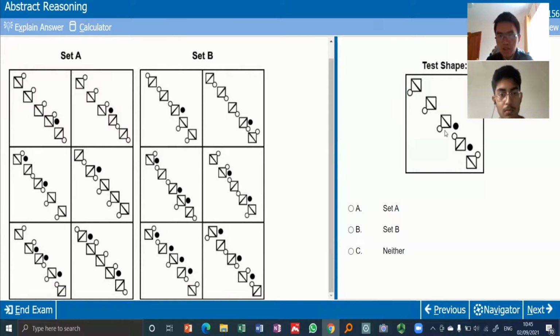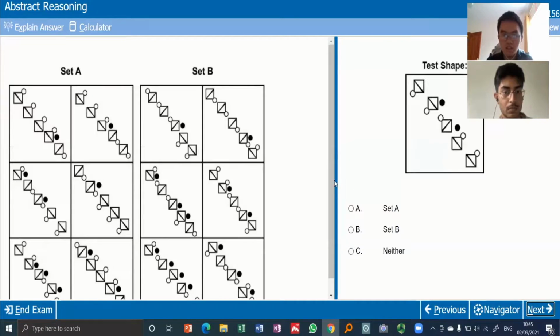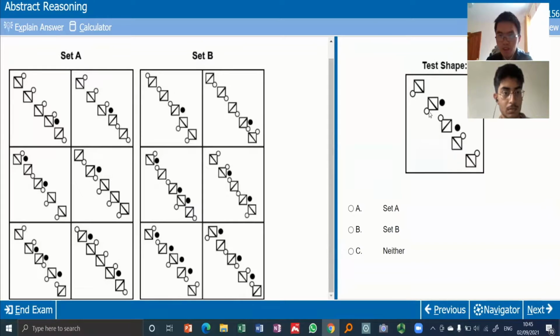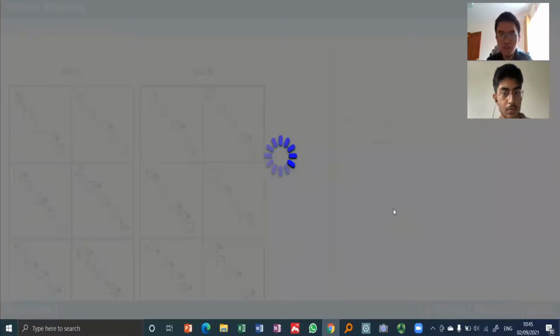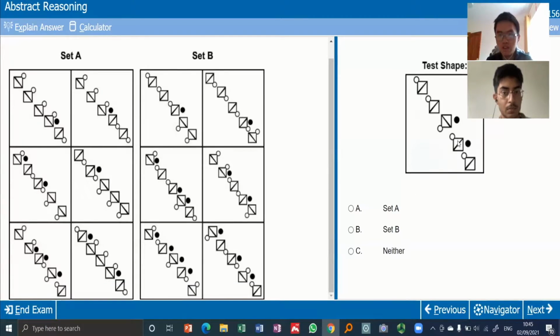Here we have the white circle moving clockwise, so that's set A, and then clockwise again, so that's definitely set A. Here it moves clockwise and then clockwise, so that's set A again. And lastly, we have it moving clockwise, but then staying the same. So even though the first part fits set A, this doesn't fit set A or set B, so it's neither.